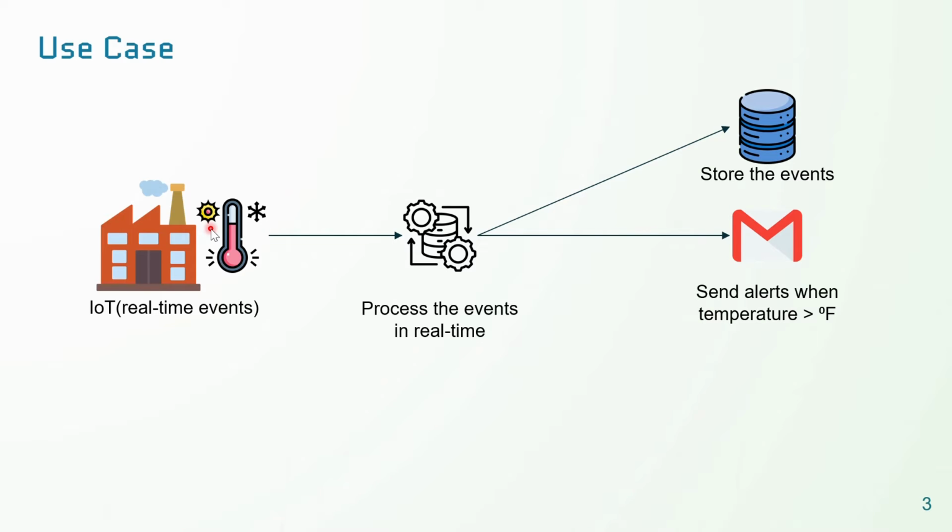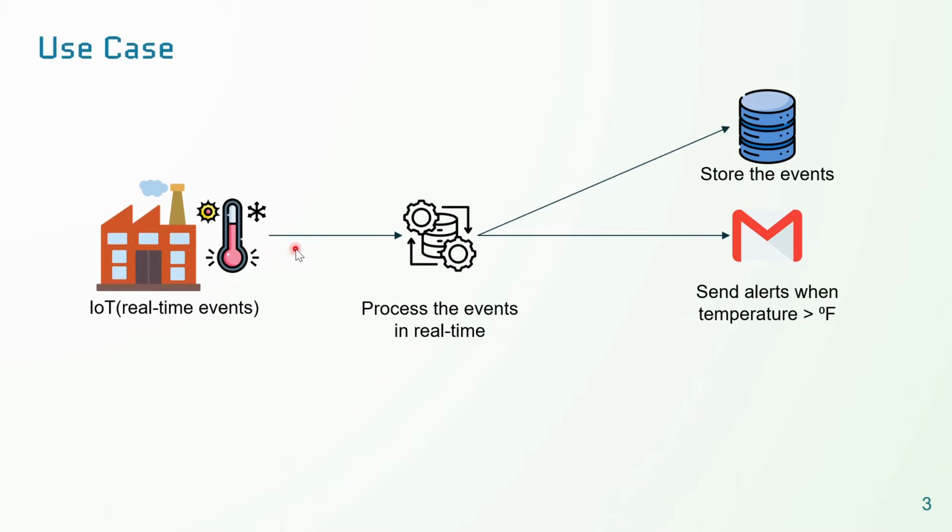Hi, welcome to today's video where we will be talking about real-time event data processing using AWS Lambda. Let us consider a use case which involves an IoT sensor which sends events every minute. Let's assume the IoT device is a thermometer which sends out the temperature data.